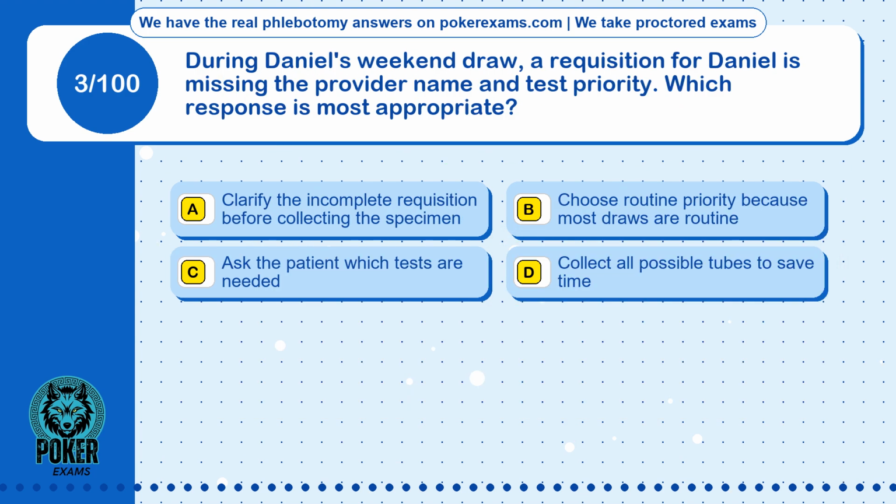Question 3. During Daniel's weekend draw, a requisition for Daniel is missing the provider name and test priority. Which response is most appropriate? Option A. Clarify the incomplete requisition before collecting the specimen. Option B. Choose routine priority because most draws are routine. Option C. Ask the patient which tests are needed. Option D. Collect all possible tubes to save time.